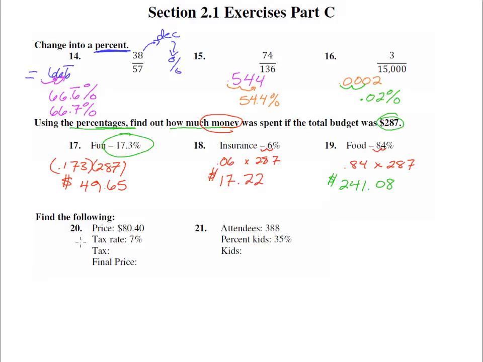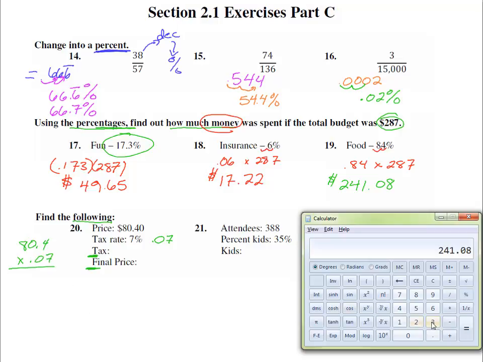The next one, number 20. Oh, this is kind of a two-step problem. It says find the following. So we've got two things to find: the actual amount of tax and the final price. So here we have 7%, which will be just like what we did up here. 7%, move the decimal two places. That is 0.07. And we need to take that times 80.40. 80.40 times 0.07. Let's get our calculator to see what that comes out to be.